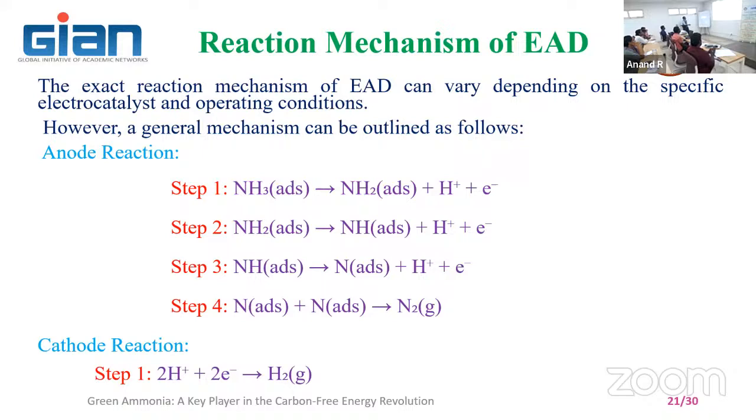So the N is going to be there on the anode. It combines with another nitrogen atom to form N2. So this is the reaction: NH3 to NH2, hydrogen comes out; NH2 to NH, hydrogen comes out to the cathode side; NH to N, then hydrogen comes out from the anode through the electrolyte to the cathode. The hydrogen will combine with the electron and produce H. H and H will combine again to produce H2. So at the cathode side, ultimately 2H plus 2 electrons gives H2.